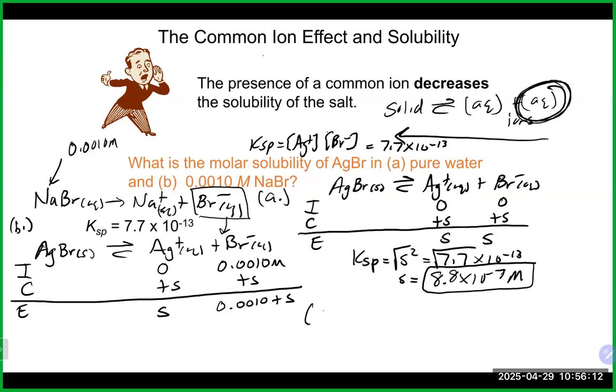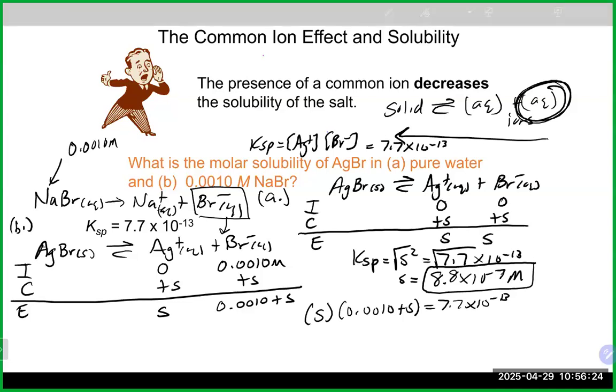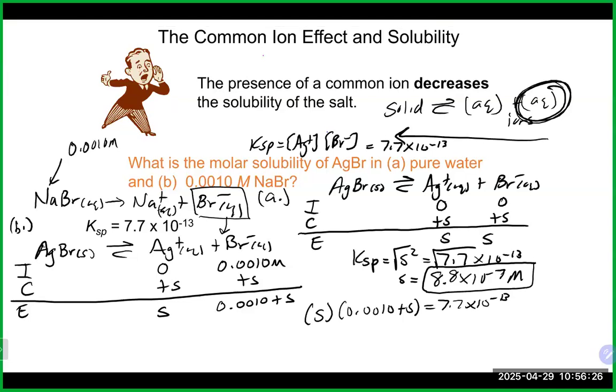So putting that in there gives us S(0.001 + S) = 7.7 times 10 to the minus 13. One of the nice things about Ksp is they are usually very small equilibrium constants, which means just like normal, why not assume in this case S is equal to 0? So we can make an assumption like we did with the x's, and it will probably be in good shape here.